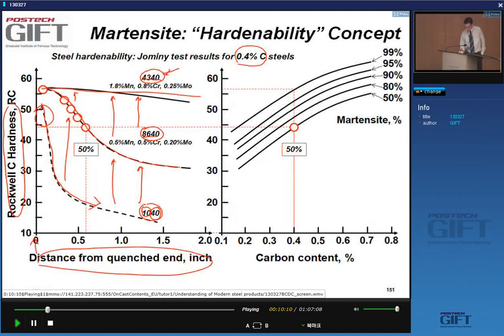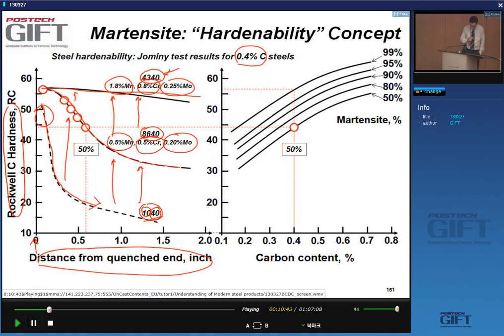And how is this achieved? Well, the 1040 has no alloying elements to speak of. The 8640 has chromium, molybdenum, and 0.5% of manganese. In the 4340, we have an even higher chromium content, almost 4 times as much manganese, and some molybdenum again. So it is the alloying that gives us this higher hardenability.